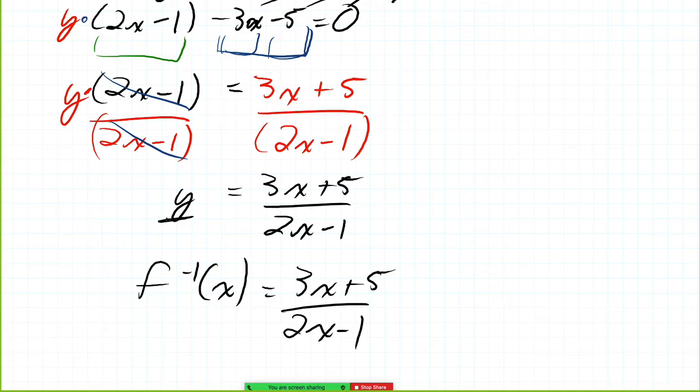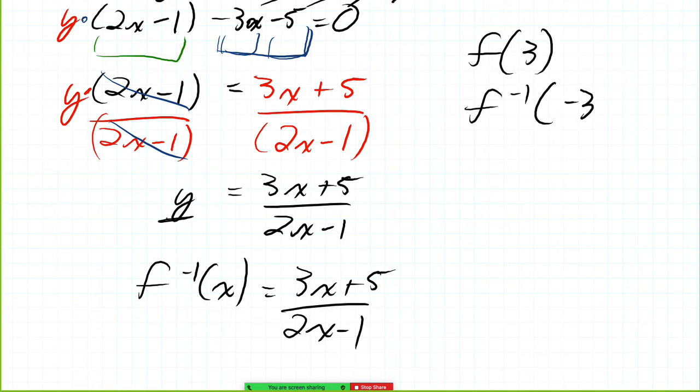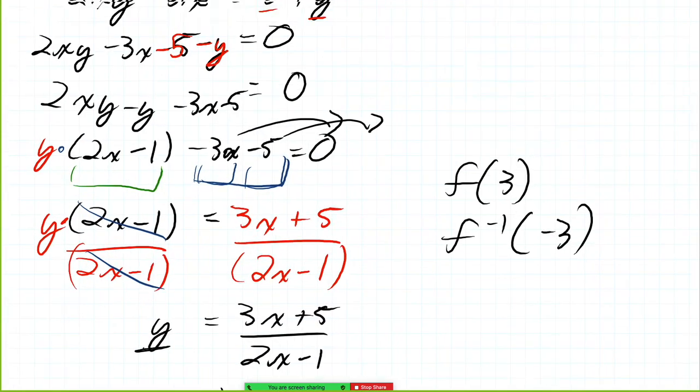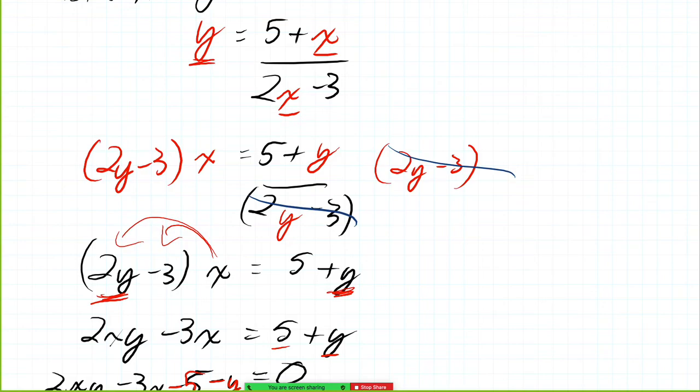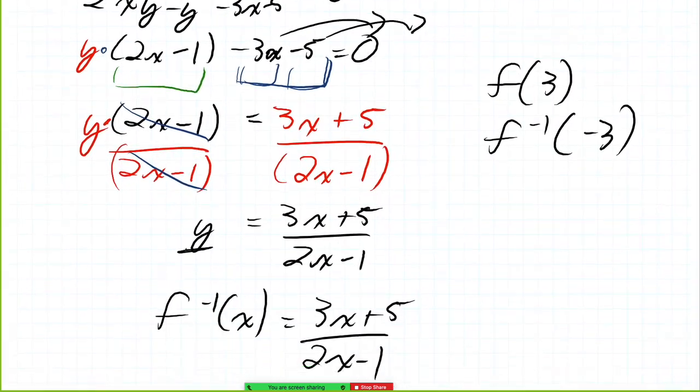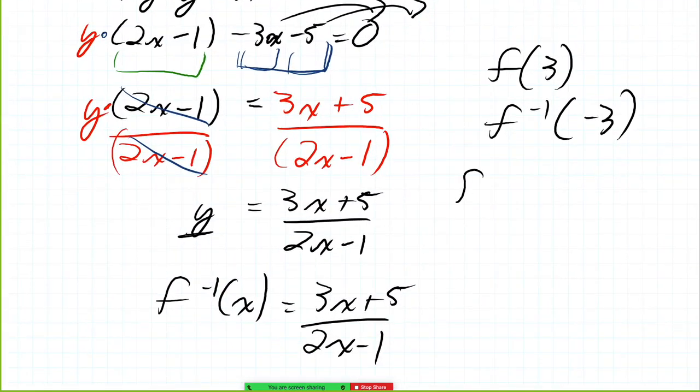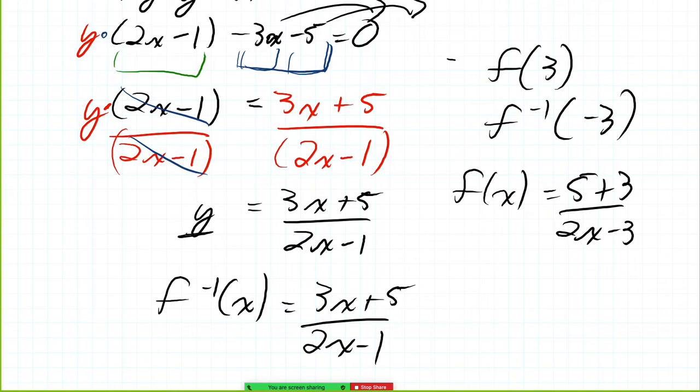Now, in the original question, it asks us to find f at 3 and the inverse function at negative 3. So we're going to have to put it through that equation too. I don't even remember the original. There it is: 5 plus x over 2x minus 3. I'm going to write it out over here just so we know. So we still have to do these two steps of the equation here. We'll start with the one on the right.